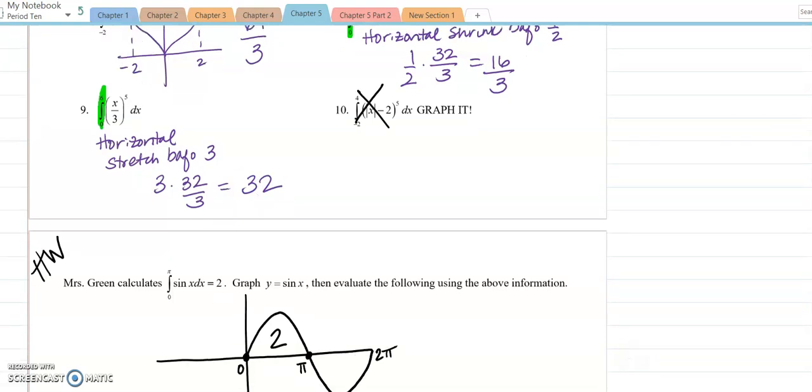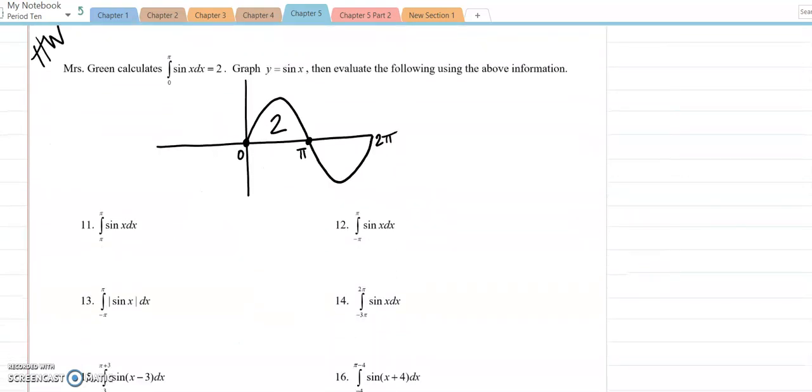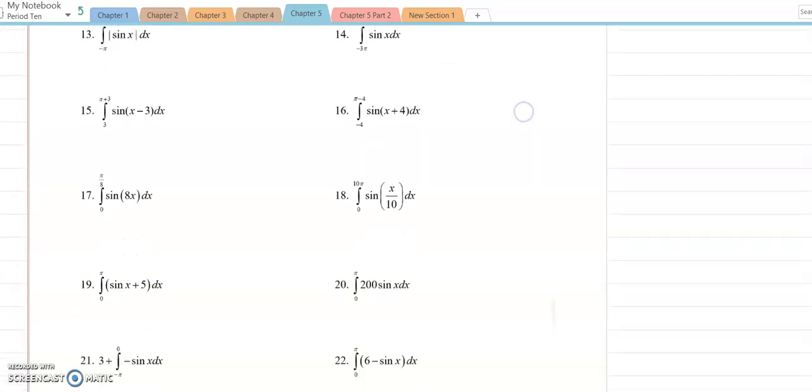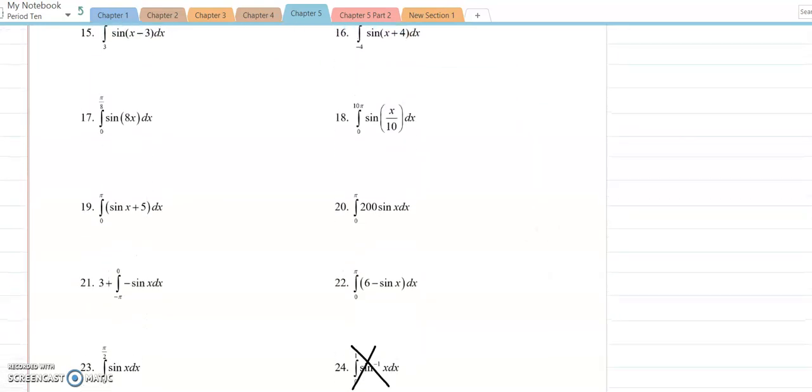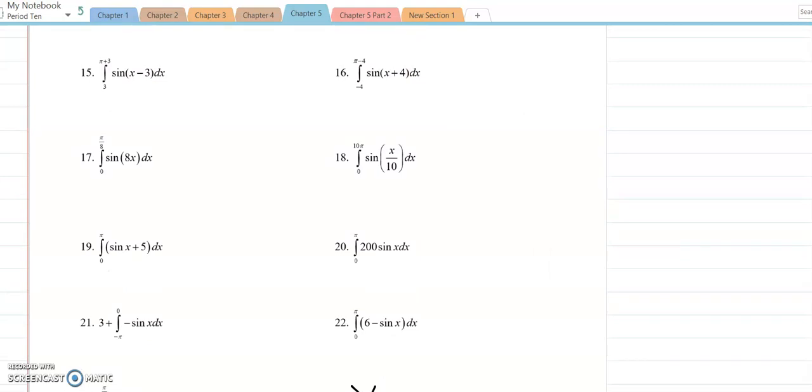Skip 10. And your homework is going to be to do these questions related to sine. I've already graphed it for you, and I already graphed or put in the area from 0 to pi. And you can work through these questions, so all the way up to 23. And I will look in your binder to see your answers and give you credit for homework.